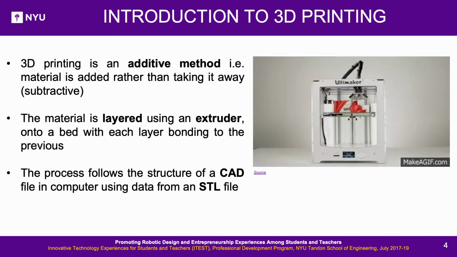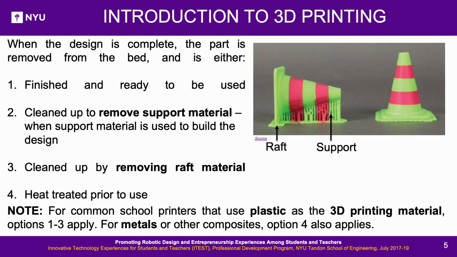The process follows the structure of a CAD file in the computer, using data from an STL file. When the design is complete, the part is removed from the bed, which is either finished and ready to be used, cleaned up to remove support material, which applies only when support material is used to build the design, cleaned up by removing raft material, or heat treated prior to use. As a note, for common school printers that use plastic as the 3D printing material, options 1 to 3 apply. For metals or other composite materials, option 4 also applies.